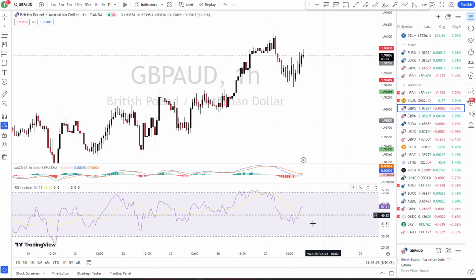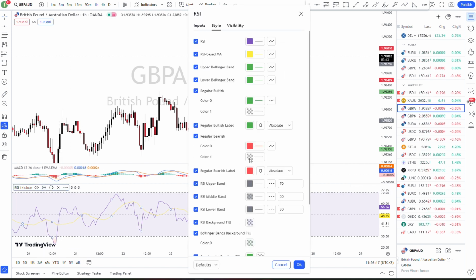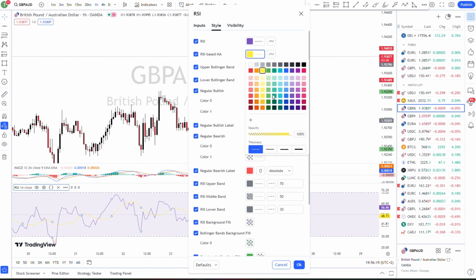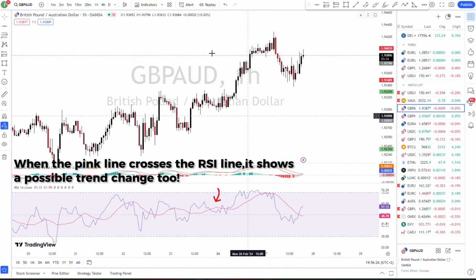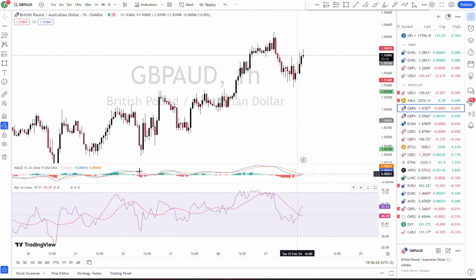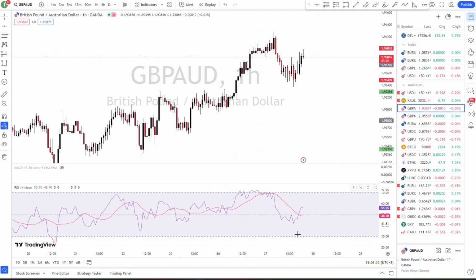As you can see, this line is yellow, so let's change the color and make it pink. Okay, now here's how it works. Here we have the RSI indicator. Let's hide this one. Okay, we have the RSI indicator, and this is our main chart.